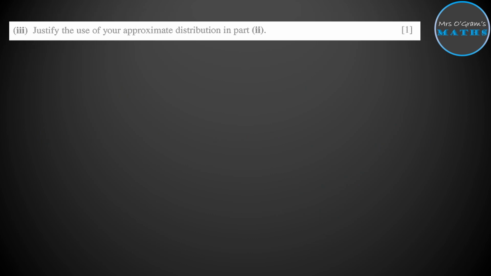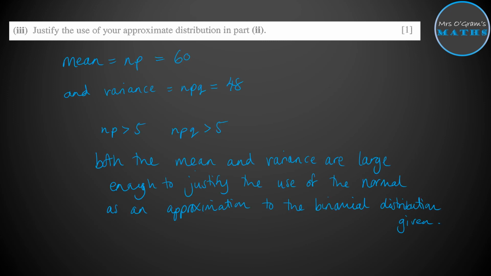So I did briefly mention the justification when we considered doing the approximation just now. We'll just put it formally. So np and npq are both greater than 5. The mean and variance are large enough to justify the use of the normal distribution as an approximation to the binomial one we were given.